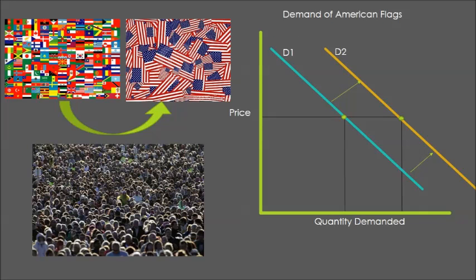Another non-price variable of demand is the number of buyers. If a sudden wave of immigrants came to the United States and instantly became incredibly patriotic, there would be a huge increase in the number of people wanting to buy American flags. Therefore, the demand for American flags would increase, shifting the demand curve outwards.